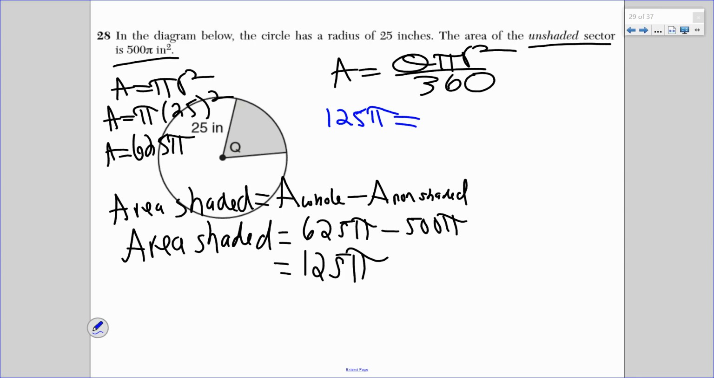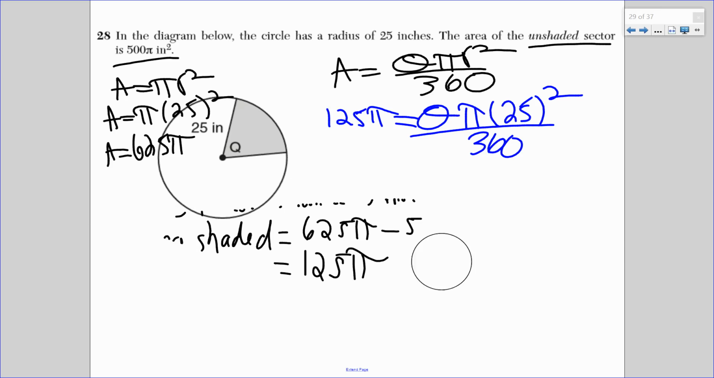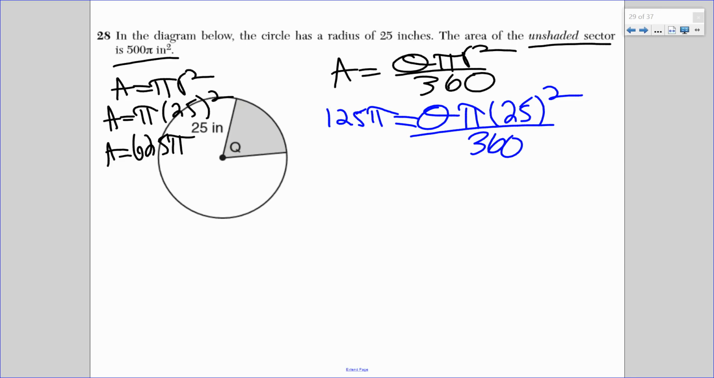I believe it's asking for theta. Let's check my copy here. Yep, it's asking for theta. So radius is 25, over 360. I'm just going to erase this to create some more space. They always ask this question, area of the sector. Sometimes you find the area of the sector, sometimes they give it to you and you do some algebra. So to solve this now, I'm going to cross multiply and solve.